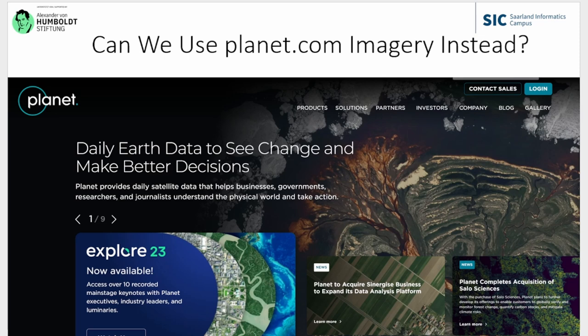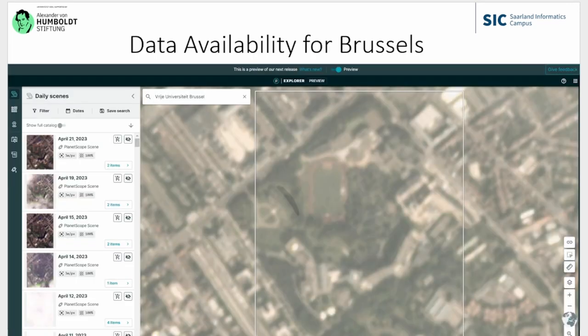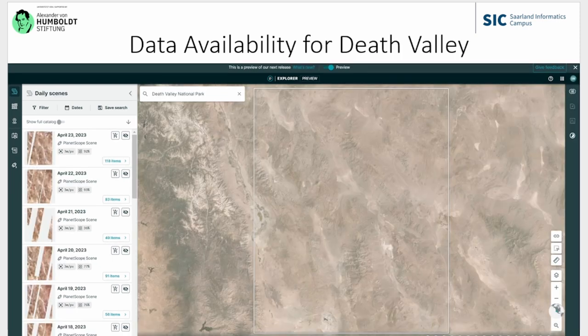So what do these pictures look like? Here on the left, you have a picture from Brussels, and you can see there's something on the road. These are probably trucks. And there's something probably here, but you certainly can no longer see individual cars, big trucks maybe, but certainly not individual cars. Similar here, this is a picture on the Ukrainian-Polish border. There's probably something there, probably a queue of cars, but counting cars or detecting individual cars is difficult.